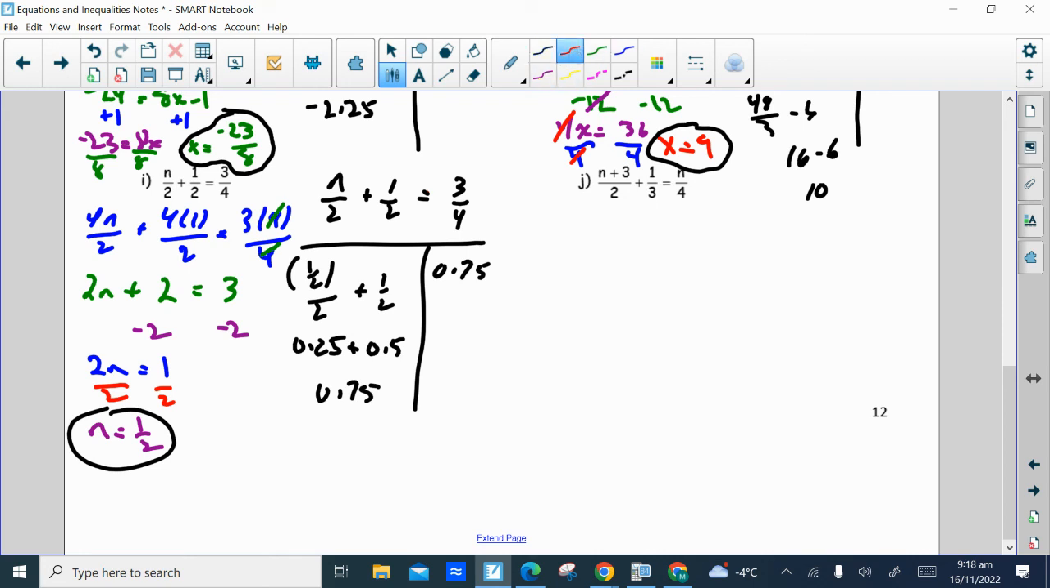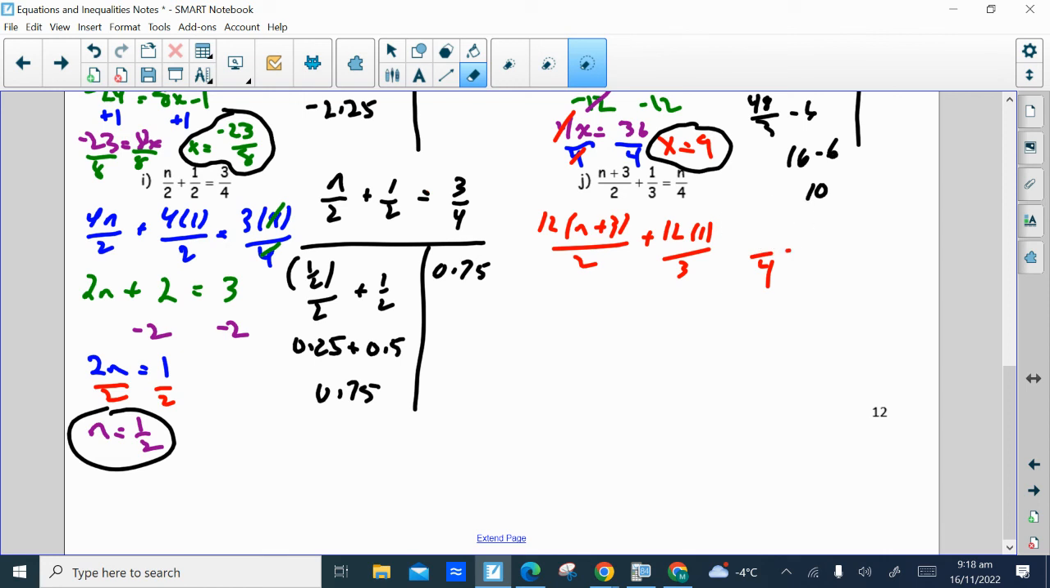Right? Question J is similar because you've got 3 separate fractions. So again, you're going to have to multiply by the common denominator between all 3 denominators. The least common multiple of 2, 3, and 4 would be 12. So that shows that we're multiplying all the terms by 12.